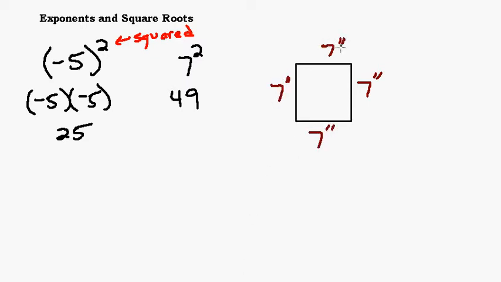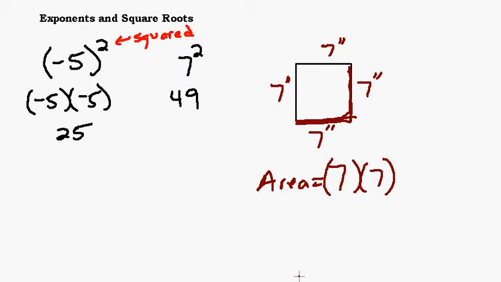because the square has all equal sides, the way you find the area of the square is to take the length times the width, which in this case are the same. 7 times 7 would give you the area. What's a shortcut way to write 7 times 7? 7 squared. The way you find the area of any square is to take the side and square it.